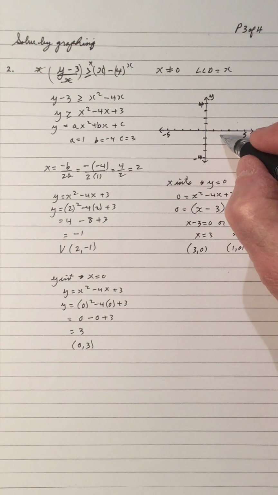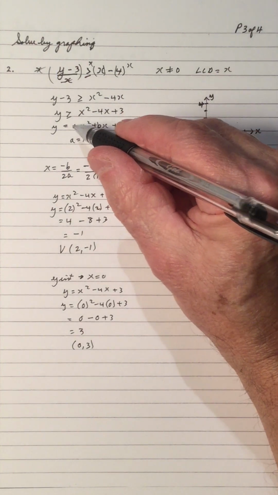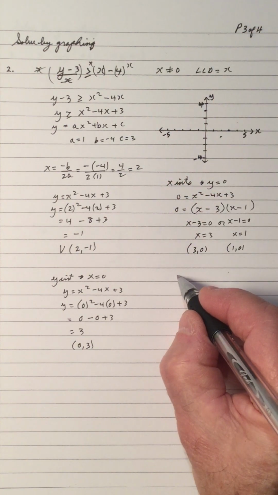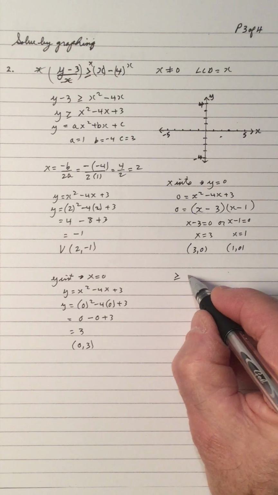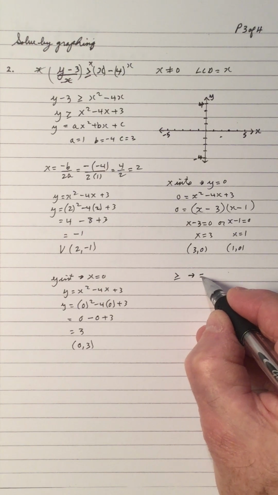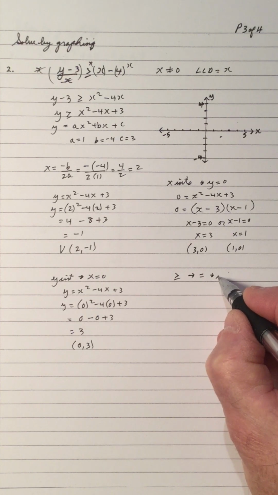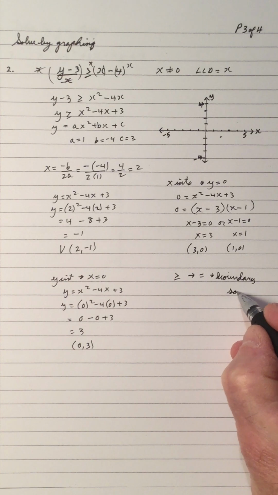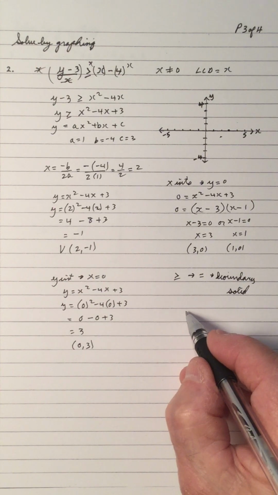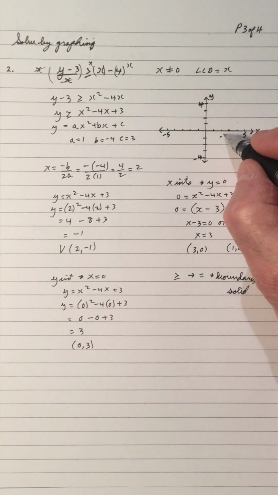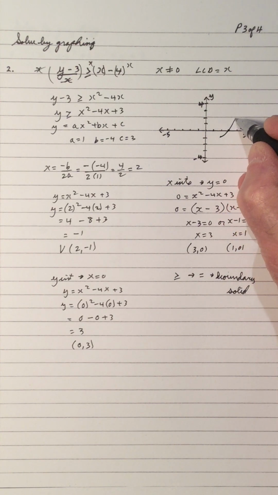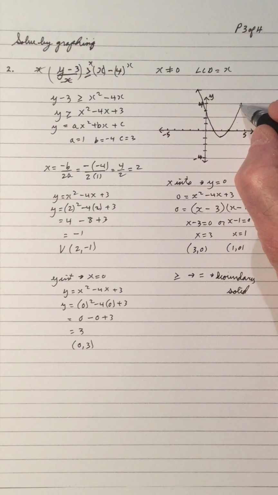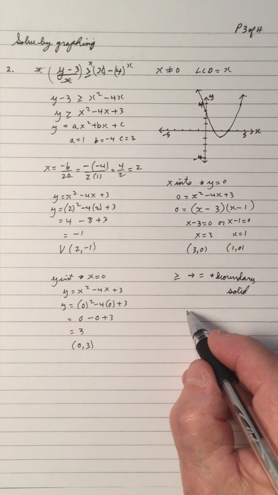So that's the parabola. And notice the parabola, this is positive, so it's opening upward from the vertex. And the boundary line has an equal sign there, so greater than or equal to. The equal sign means the boundary is solid. So the boundary line, there's the parabola going up through, is solid.